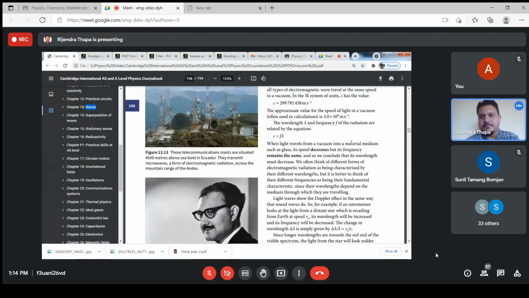So here, "and so we conclude that its wavelength must decrease." That's fine. We often think of different forms of electromagnetic radiation. There are different types of electromagnetic radiation; how many types we shall discuss later in tomorrow's lecture. But listen to the sentence properly: we often think of different forms of electromagnetic radiation as being characterized by their different wavelengths. So generally what we think is that electromagnetic radiations are characterized by their different wavelengths. But it is better to think of their different frequencies as being their fundamental characteristics.